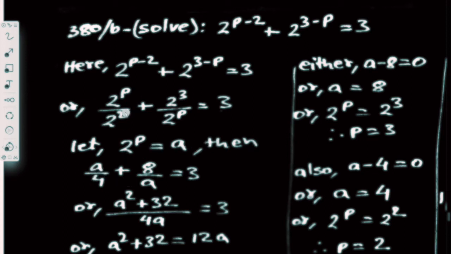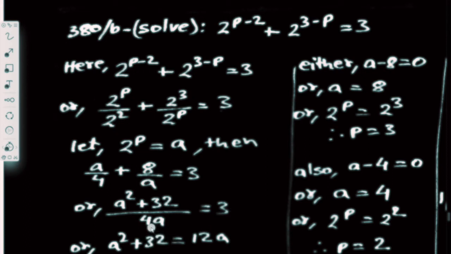Then 2 power p is replaced with a, so a by 4, since 2 power 2 is 4, plus 2 power 3 is 8, so 8 by a equals 3. Now this is in a little bit simpler form. We have to do more calculation to make it easier. Now the LCM is taken, the LCM becomes 4a, and a should be multiplied: a into a, a square, plus 8 into 4, 32, by 4a equals 3.